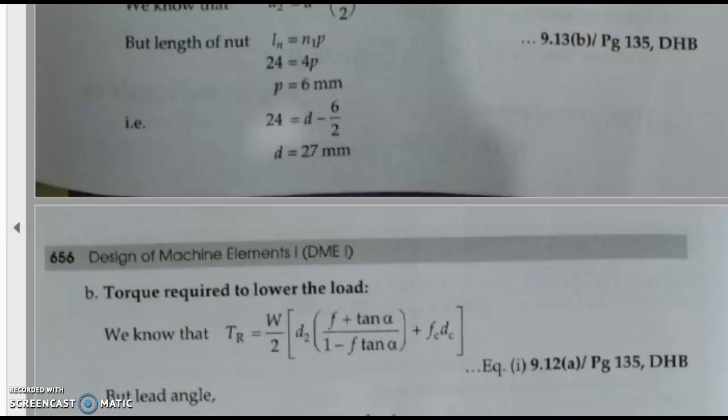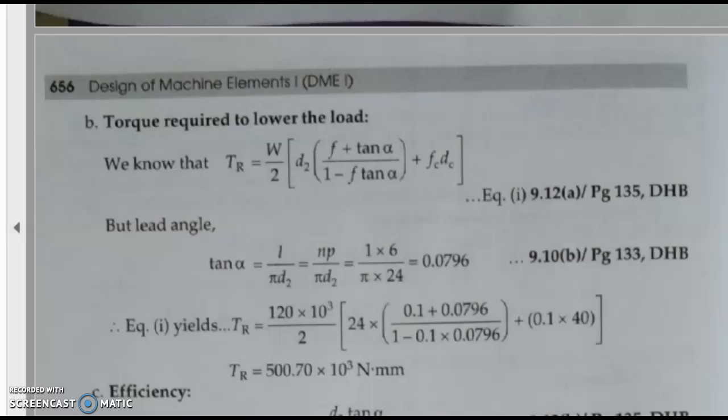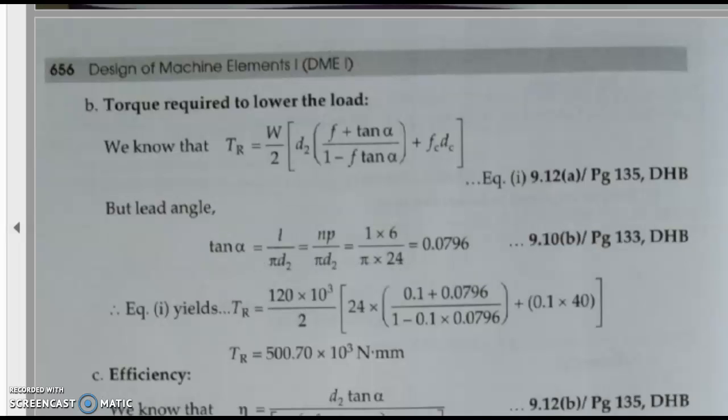Then the second question, they are asking about the torque required to raise the load. That is TR. How will we find the TR? TR is equal to W by 2 into D2 into (F plus tan alpha divided by 1 minus F tan alpha) plus FC into DC. That is also in our data book, page number 135, equation number 9.12a.